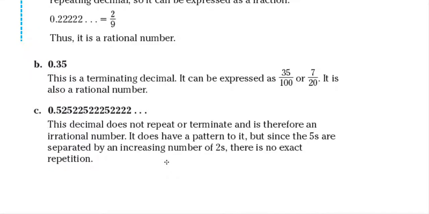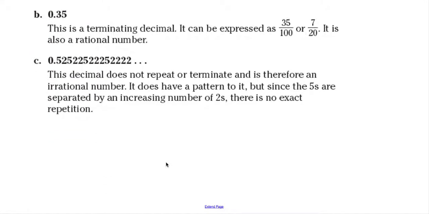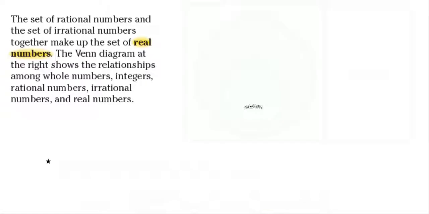It does not have a pattern to it, but since fives are separated by increasing numbers of 2, there is no exact repetition. Like what I said, the book only says it better. The set of rational numbers and the set of irrational numbers together make up the set of real numbers. The Venn diagram at the right shows the relationships among whole numbers, integers, rational numbers, irrational numbers, and real numbers.